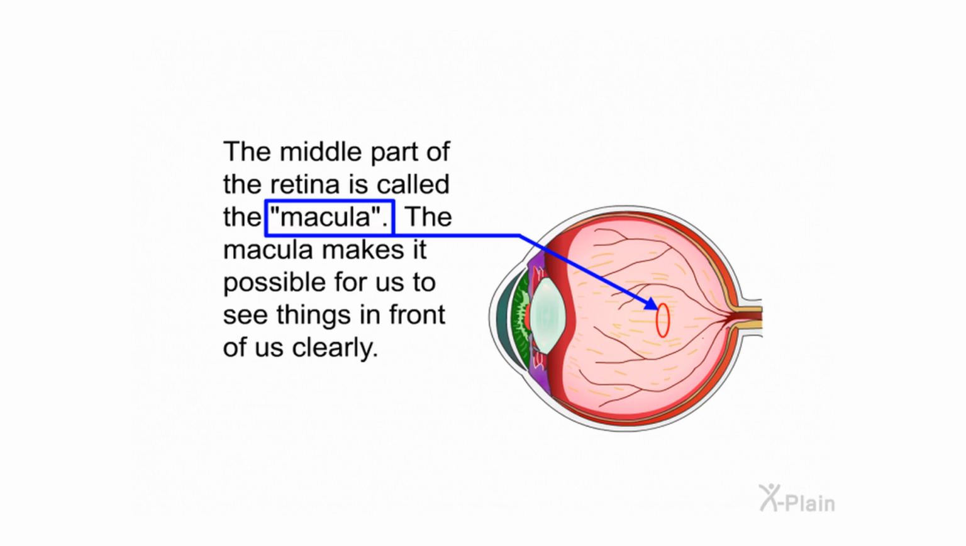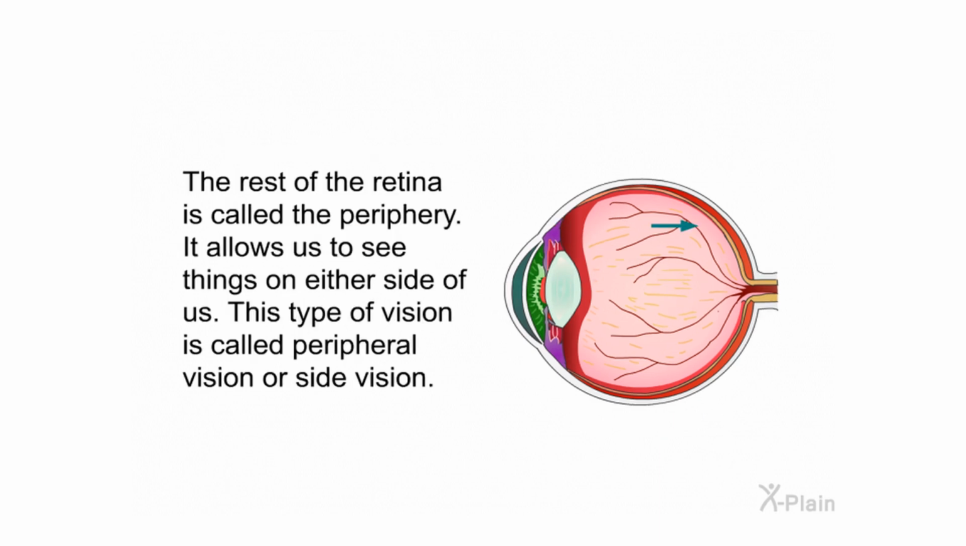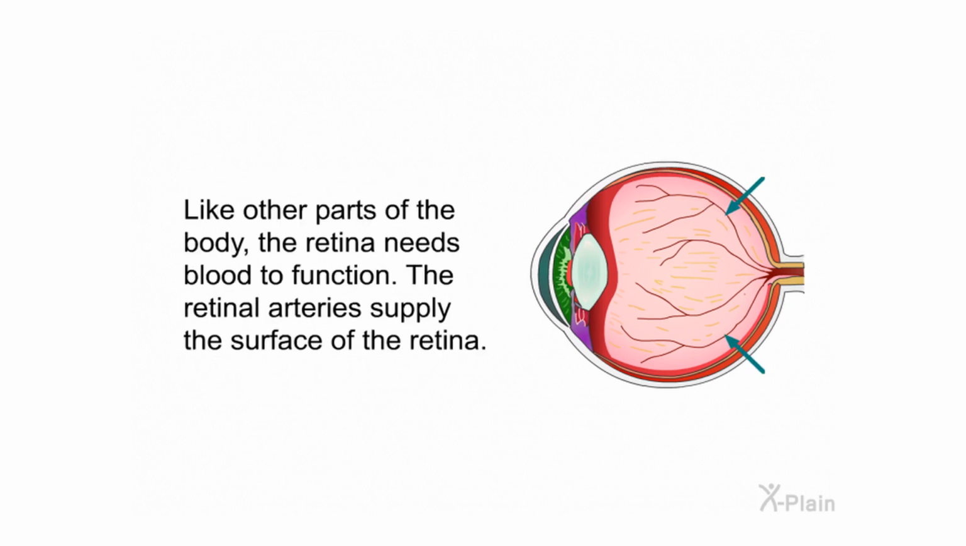The middle part of the retina is called the macula. The macula makes it possible for us to see things in front of us clearly. The rest of the retina is called the periphery. It allows us to see things on either side of us. This type of vision is called peripheral vision or side vision. Like other parts of the body, the retina needs blood to function. The retinal arteries supply the surface of the retina.